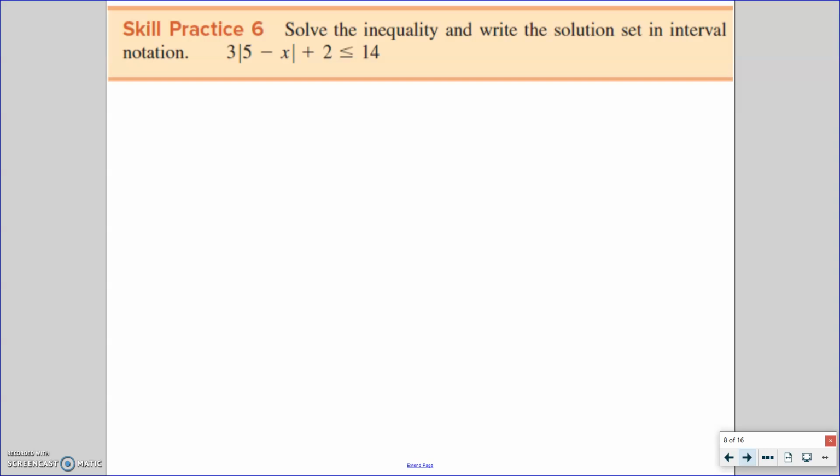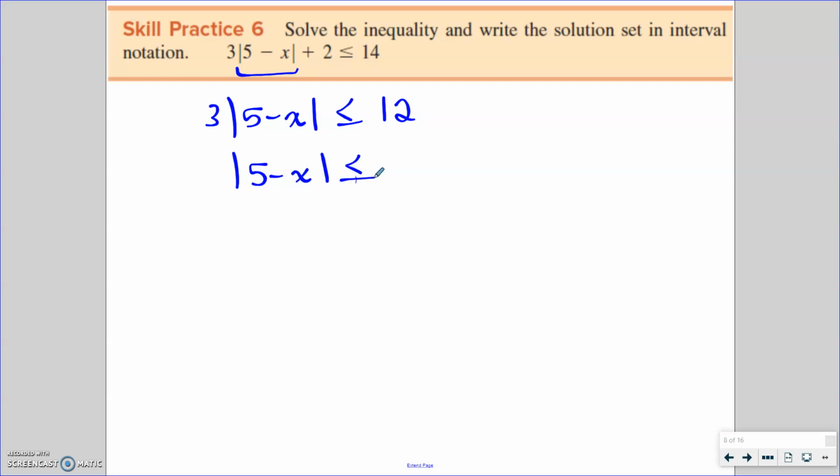So this is our absolute value inequality statement. First thing I need to do is isolate the absolute value bars. I've got to get this alone. So the first thing I'm going to do is subtract the 2 off. So I get 3 times the absolute value of 5 minus x is less than or equal to 12. Then I have to divide the 3 off. So I'm going to get the absolute value of 5 minus x is less than or equal to 4. And notice I did not flip my sign because I divided by a positive.